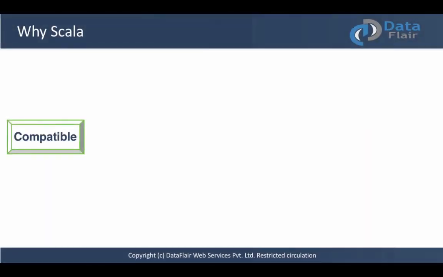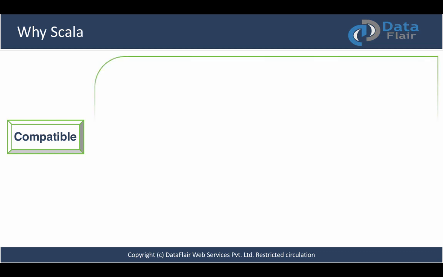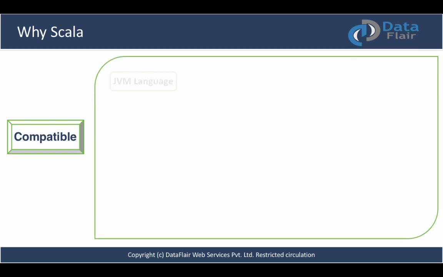Scala is compatible. You know, Scala is a JVM language. And if you don't have any idea about what JVM is, then for simplicity, here's how you are going to understand it. JVM is called Java Virtual Machine, which converts your Java programs to bytecode so that the machine can understand and perform operations with your code.